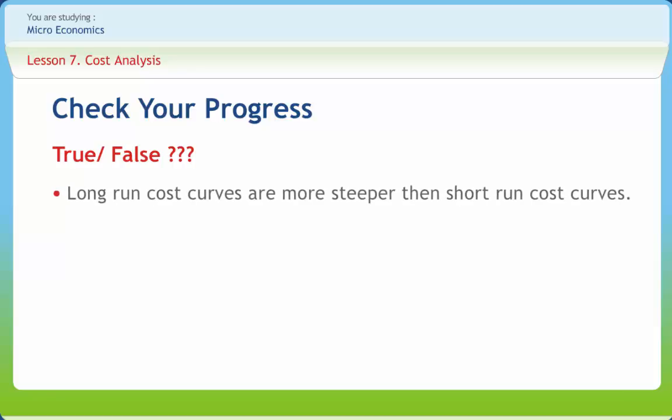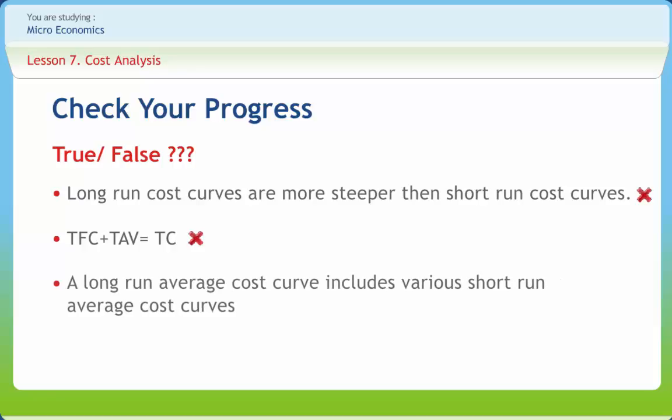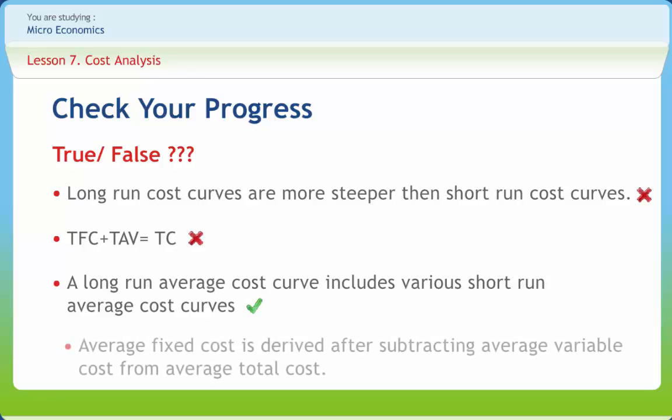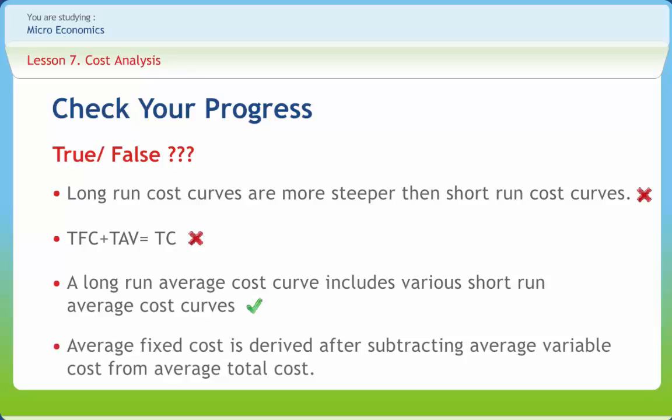Long-run cost curves are more steeper than short-run cost curves. Right or wrong? Wrong. TFC plus TVC equals TC. Right or wrong? Wrong. Long-run average cost curve includes various short-run average cost curves. Right or wrong? Right. Average fixed cost is derived after subtracting average variable cost from average total cost. Right or wrong? Right.